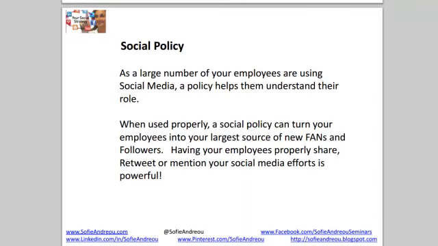So as a large number of your employees are using social media, a social media policy helps them understand their role. Sometimes you might have a few people who have access to the company page, and their job is to post on behalf of the company. Obviously, if you have a company of 2,000 people or 20,000 people, not everybody in that company is going to post on the company's page. It's often simply the communications department that does that.